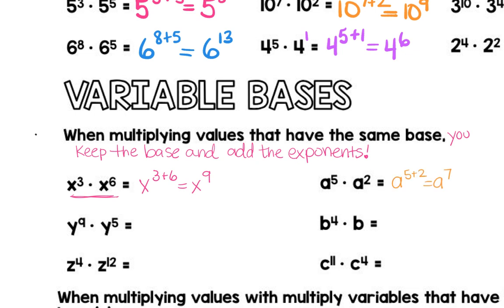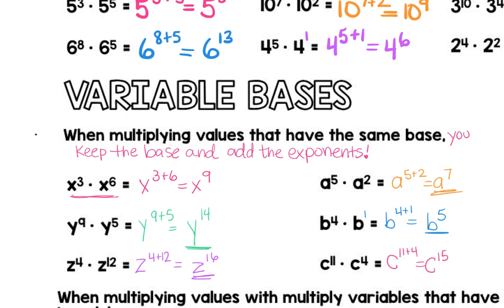A to the 5th times a to the 2nd power is a to the 5 plus 2 power, a to the 7th. Y to the 9th times y to the 5th is y to the 9 plus 5, or y to the 14th power. B to the 4th times b, which is b to the 1st power, is b to the 4 plus 1 power, or b to the 5th. Z to the 4th times z to the 12th is z to the 4 plus 12 power, or z to the 16th power. C to the 11th times c to the 4th is c to the 11 plus 4 power, or c to the 15th.